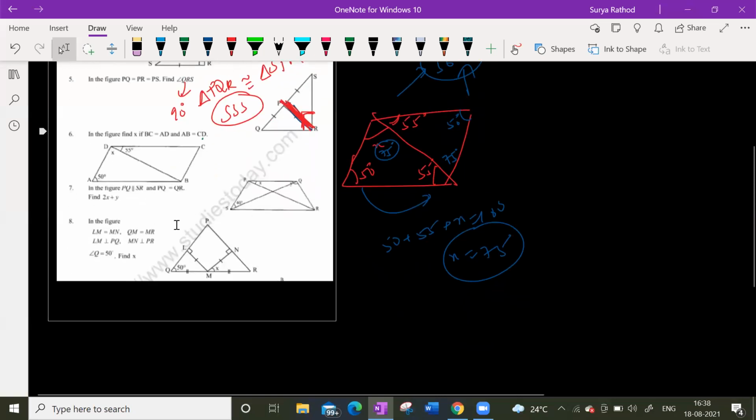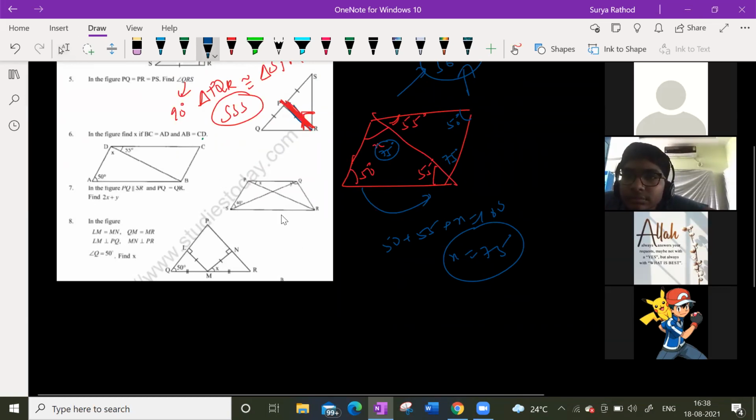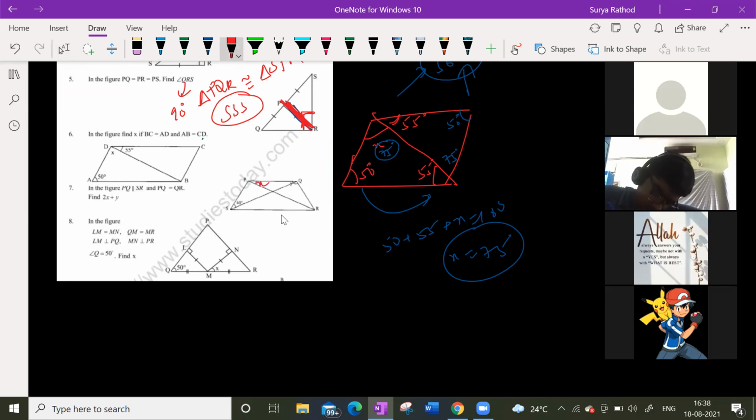So in the seventh one, in the figure PQ is parallel to SR, yes, of course. PQ is equal to QR. He has given that these two sides will be equal. Find 2x plus y. First you have to find out x. This is x here. This is y here.